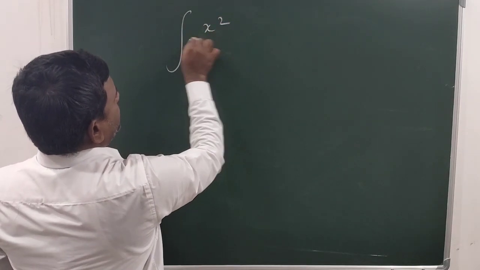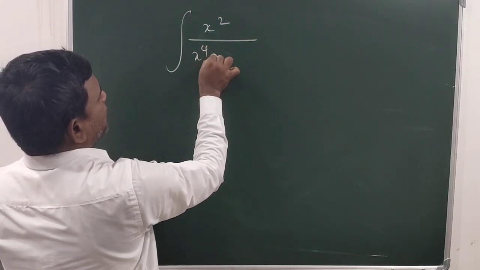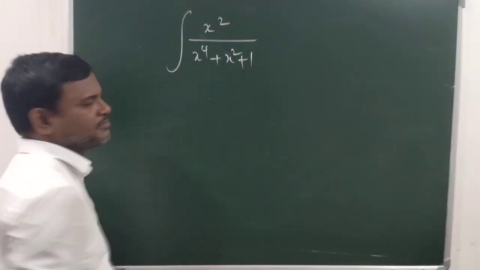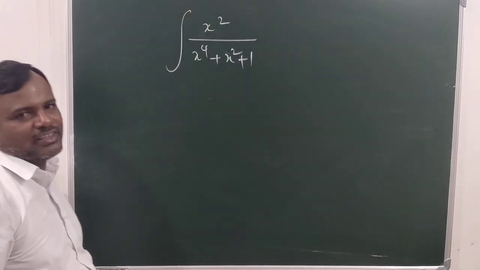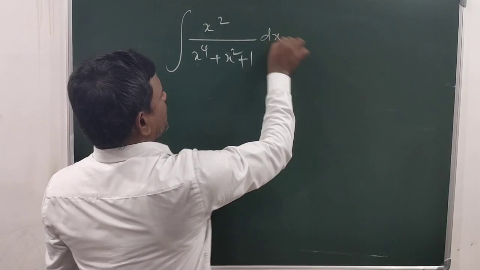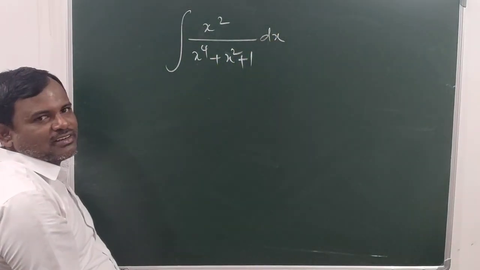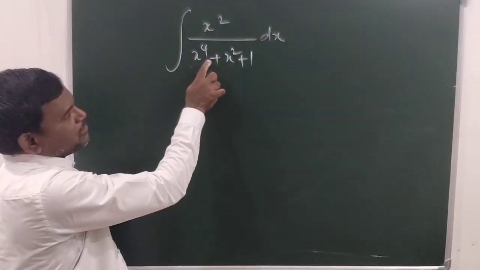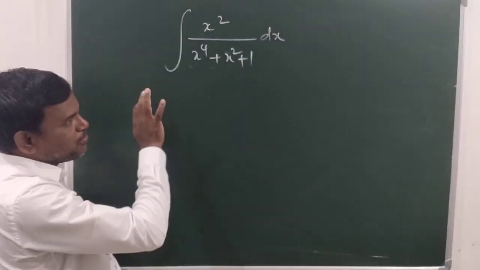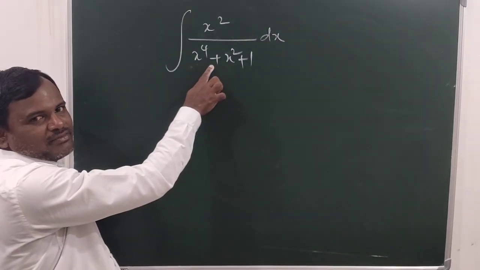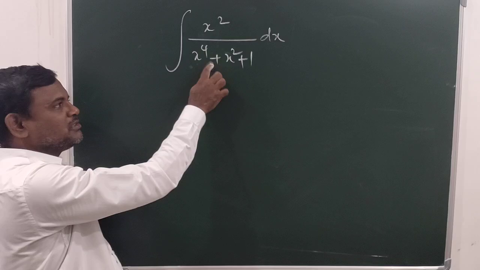x square by x to the power of 4 plus x square plus 1. Observe the previous one and this one. In the previous one, in the denominator, only x to the power of 4 plus 1 was given. But here, x to the power of 4 plus x square plus 1. Sometimes they may write minus also. But the procedure is same. Here I took plus 1 in the place of lambda. Sometimes they will write minus 1 also.